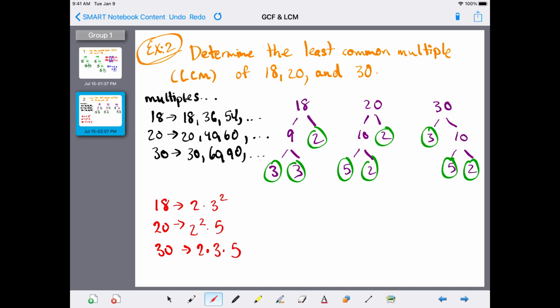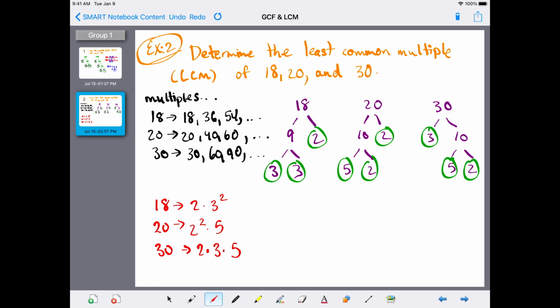So now what do we do? How can we find the least common multiple? It's a little bit different than what we did for the greatest common factor. If you remember, for the greatest common factor, we found out what was in common with all three. That's not what we do here. For this one, we want to look at the unique prime factors. And it doesn't matter which number they come from. We need to take into account each unique prime factor.